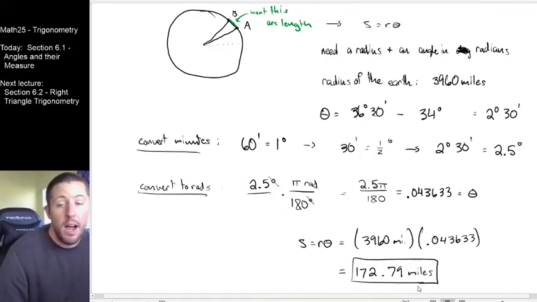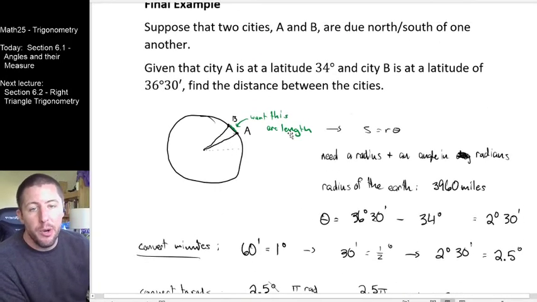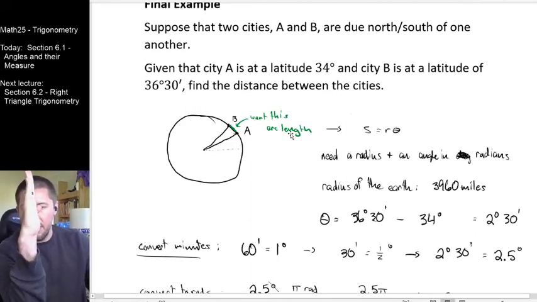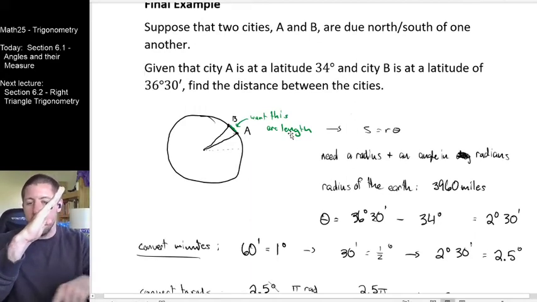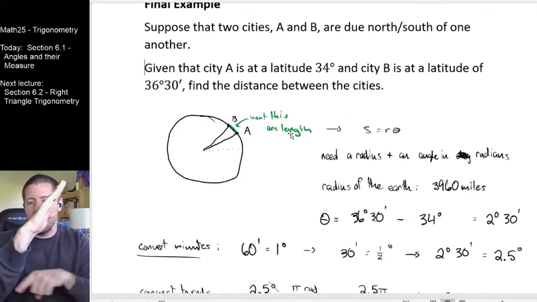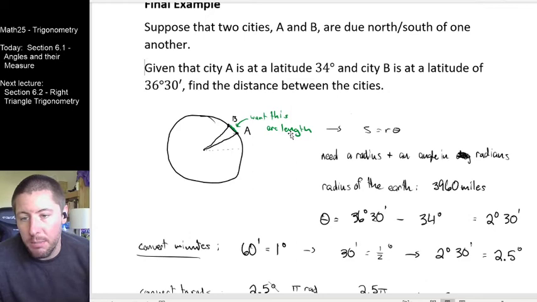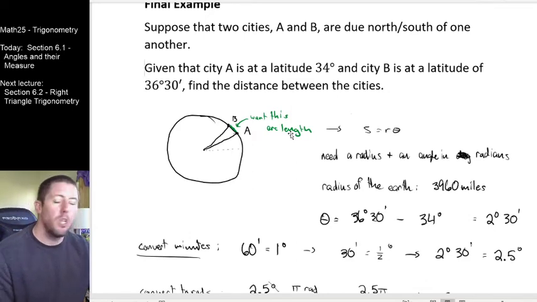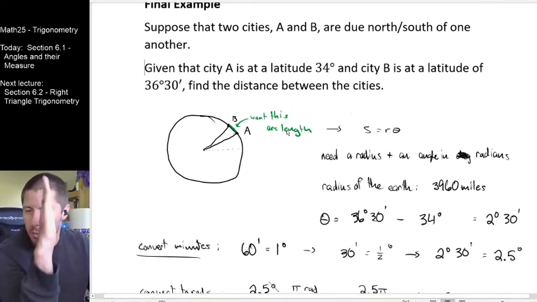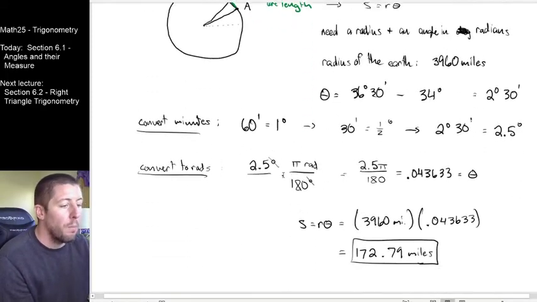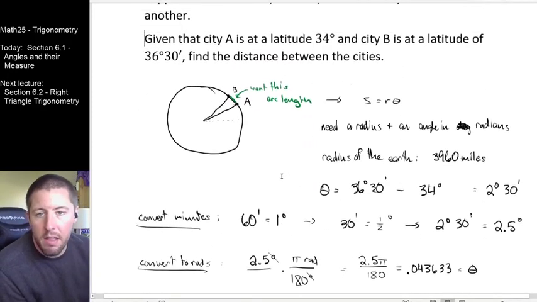if they are separated by 2.5 degrees of latitude on the globe right there. By the way, notice this is only true if these cities are vertically north-south of each other. If they weren't, then we'd also have to take into account that there is an angle difference here, like a longitude difference as well. We can do that. It just gets a little bit more complicated out there. So for the purposes of our sort of simple problem here, we wanted to be vertically oriented there. So that was the last example I wanted to do today, another little arc length problem.